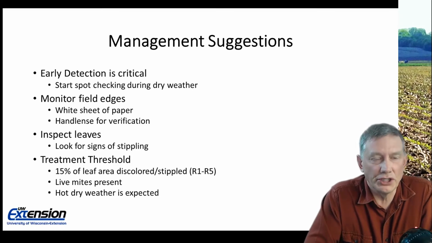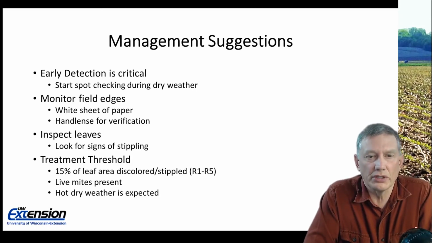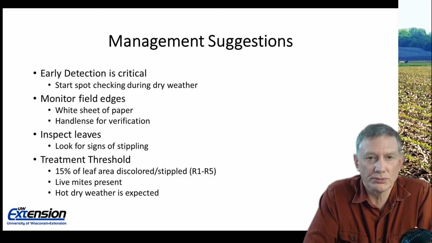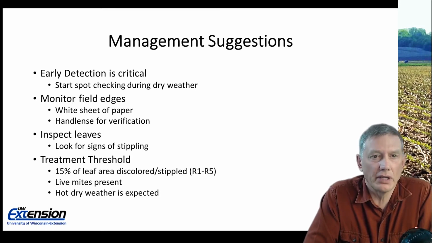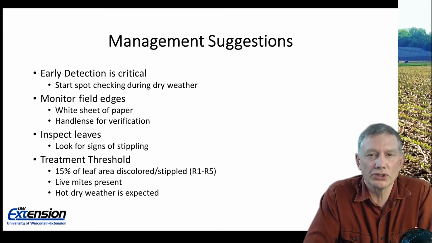You can use a white sheet of paper, hold that underneath the leaf, tap a leaf, and look for little specks or spots to run away. Those are typically going to be spider mites, but use a hand lens for verification. Remember, they will be small, but the adults will have 2 black spots on their back. Also, at the same time, inspect the leaves for signs of stippling, and those are going to be small, whitish or pale yellow dots on the leaves.